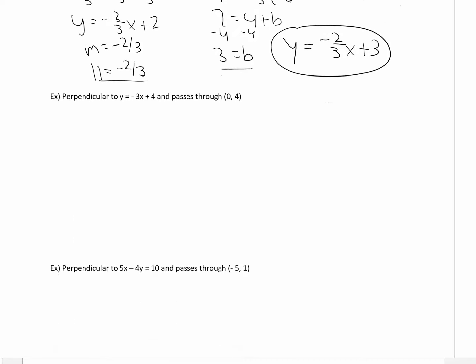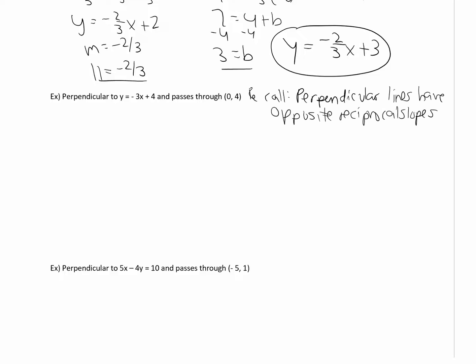Now, we want to write an equation that is perpendicular to this equation and passes through this ordered pair. So remember, with perpendicular lines, they have opposite reciprocal slopes. So let's write that now. Okay, now this equation is already in slope-intercept form, so its slope is negative 3. So the reciprocal of 3 is 1/3. It's negative here, so it should be positive here.